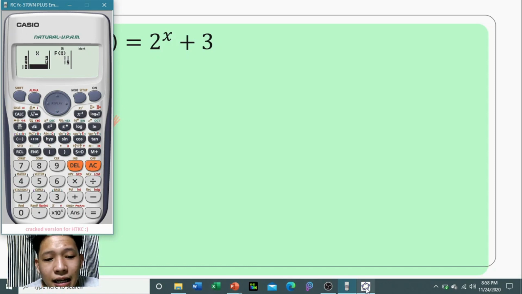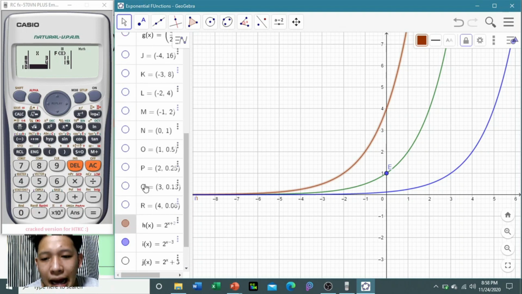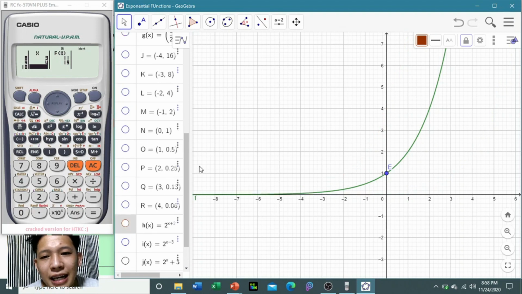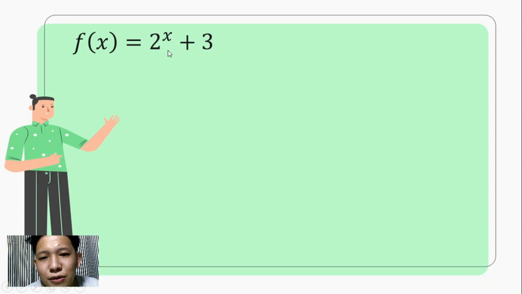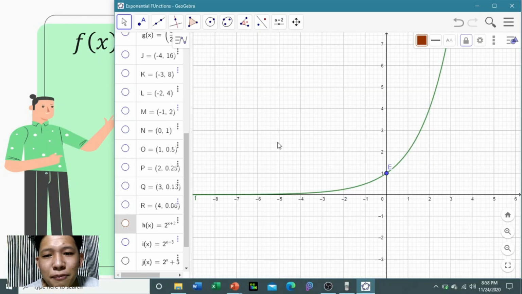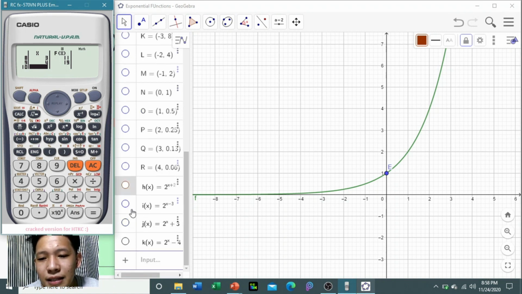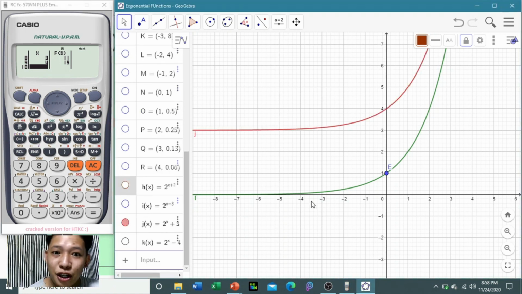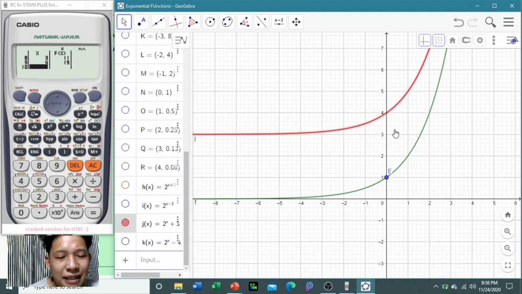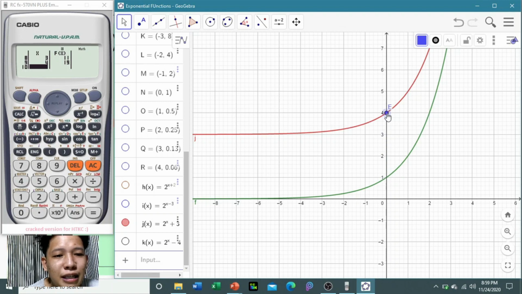Okay? And, having our graph, so, ito po yung original graph natin, which is 2 raised to x. And then, ang nangyari is nag-add tayo ng 3 sa ating function. So, ito po yung red na graph. So, ano pong nangyari? So, tignan po ulit natin itong ating y-intercept kanina. Nag-move naman po siya ng 1, 2, 3 units upward. Okay? So, 3 units upward po yung kanyang minove.